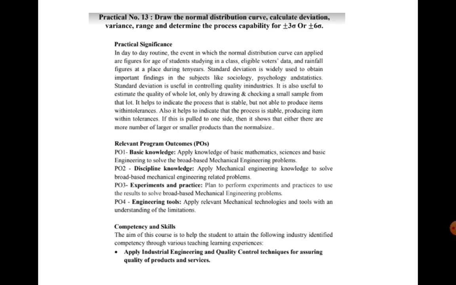Now, it will help to indicate whether the process is stable but not able to produce items within the intervals. If we pull out the data, we will be able to see that there are a greater number of large, or we can say small, products than the normal size. The program outcomes of this experiment are basic knowledge, discipline knowledge, experiment and practice, and engineering tools.